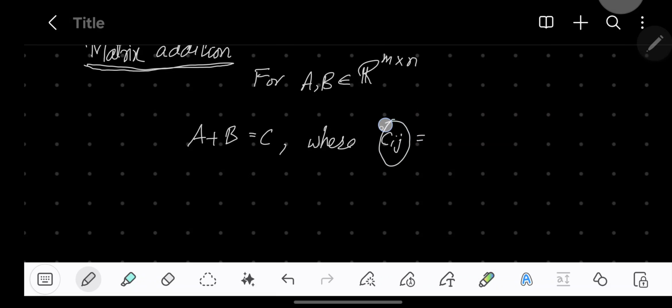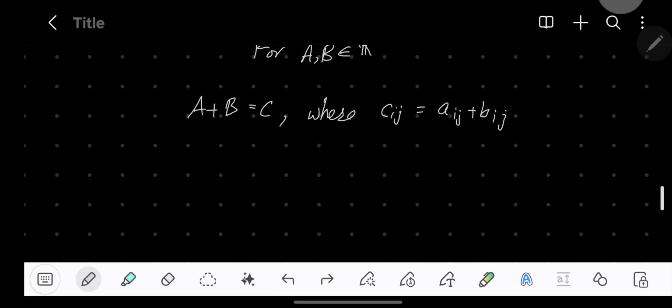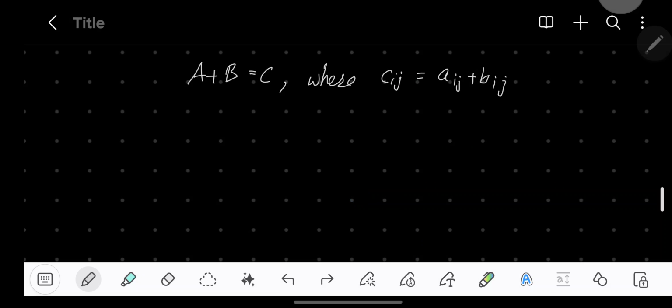The entry in the ith row and jth column of the matrix C can be obtained by adding the ith row and jth column entry of A with the ith row and jth column entry of B. Okay, Aij plus Bij. At the ijth position of A and the ijth position of B, if you add them, you will get the ijth position of C.